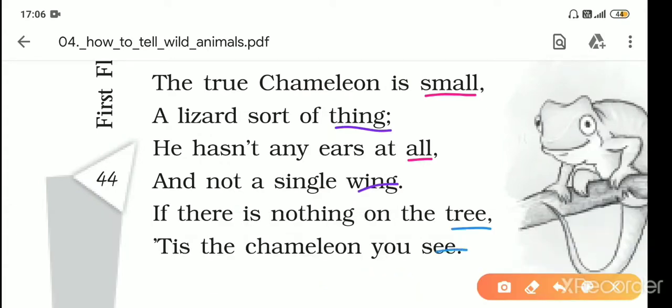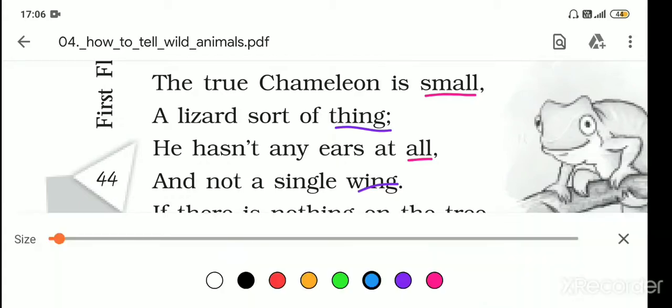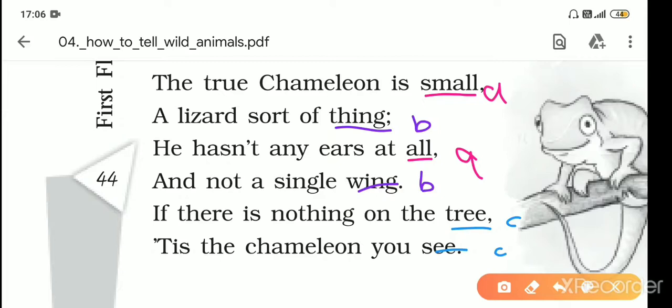The poet says that the next is the chameleon, which is a small creature. It looks like a lizard, but the difference between the two is that the chameleon does not have ears and wings. Moreover, she says that the chameleon has an ability to change its color according to the surface on which it is sitting. Therefore, if you see a tree and find nothing else on it, then it must be a chameleon sitting on it. It has changed its color into the color of the tree. So, this is the explanation of the last stanza.